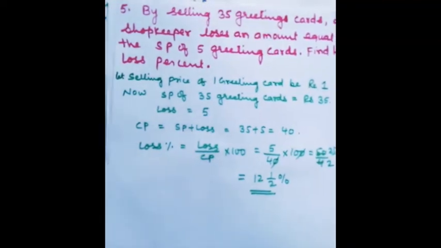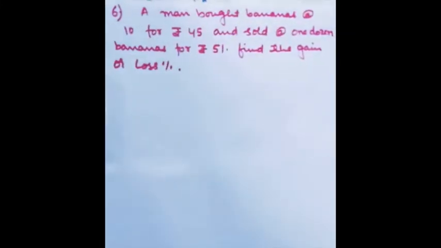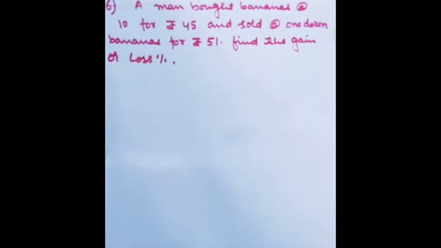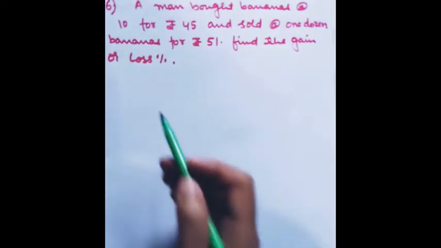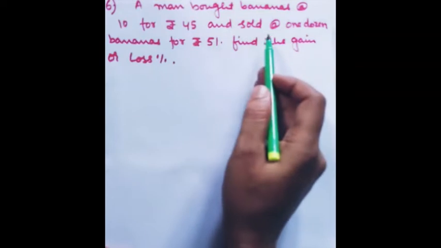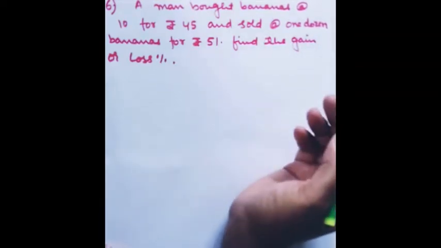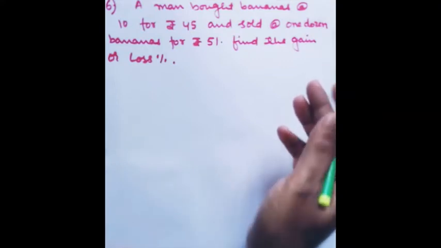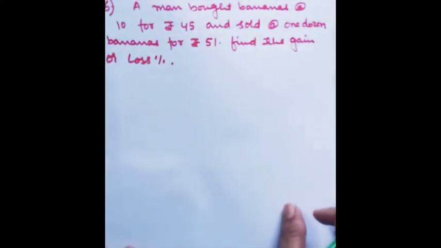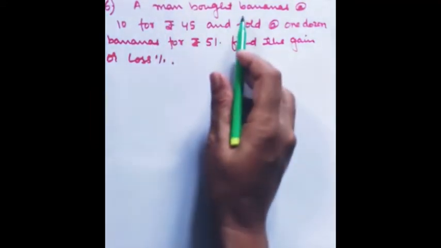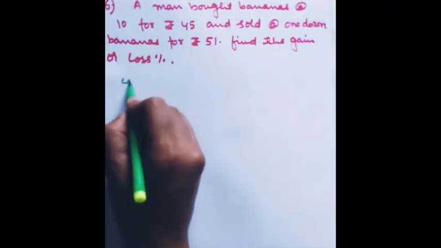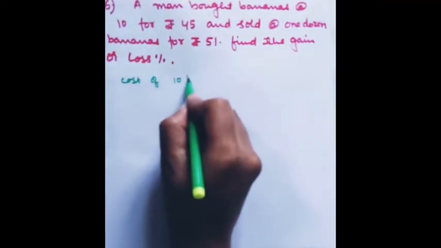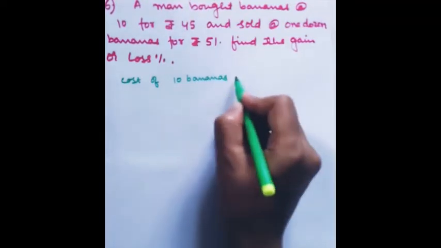Now let us see the next question. A man bought bananas at the rate of 10 for rupees 45. See, cost of 10 bananas is 45, and sold 1 dozen, that means 12 bananas, for rupees 51. Find the gain or loss percent. It's not very difficult, you just give an equation to each line. A man bought bananas at the rate of 10 for rupees 45, that means cost of 10 bananas is equal to rupees 45.